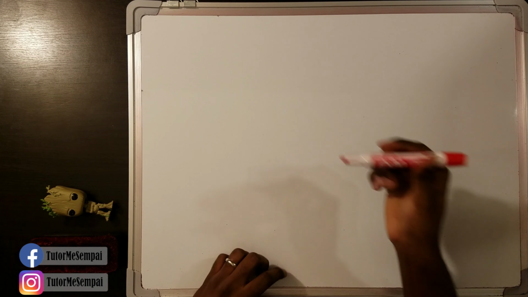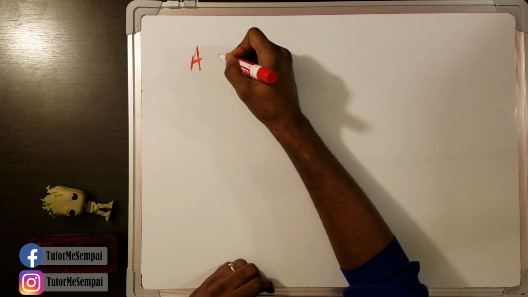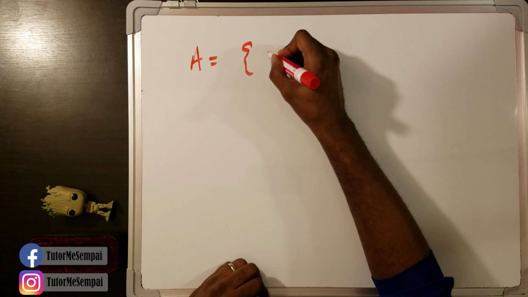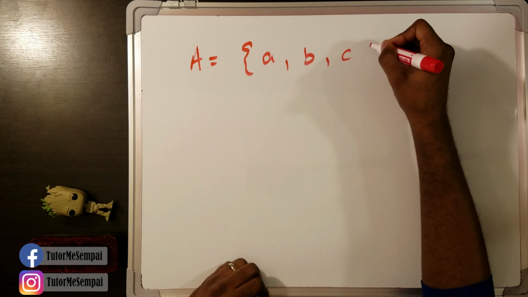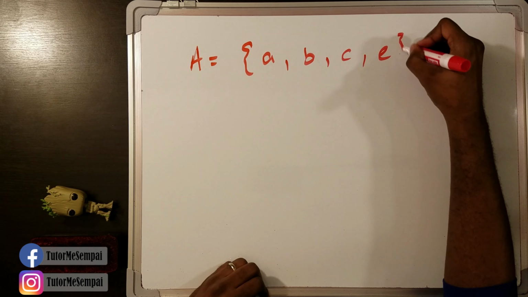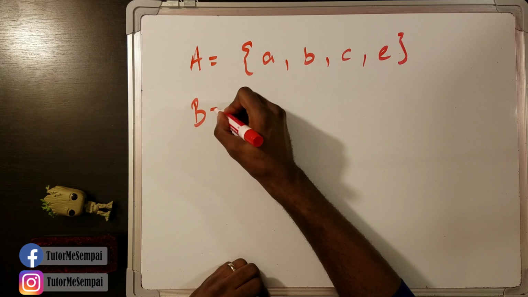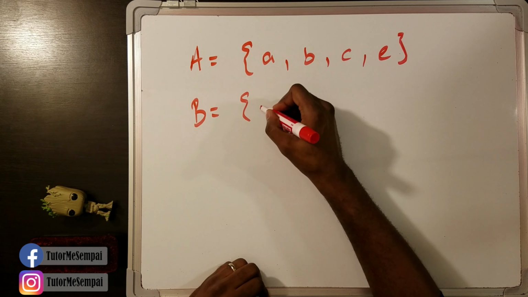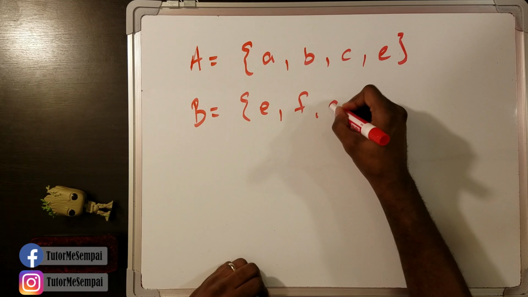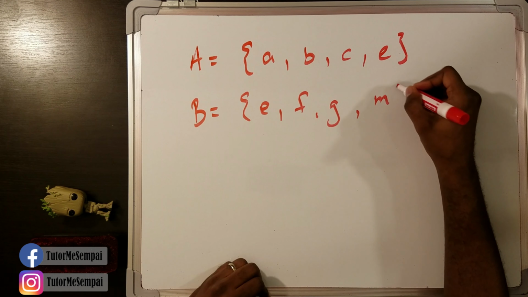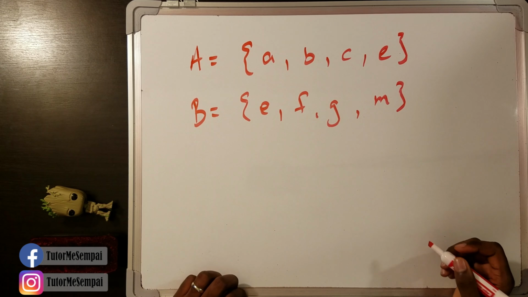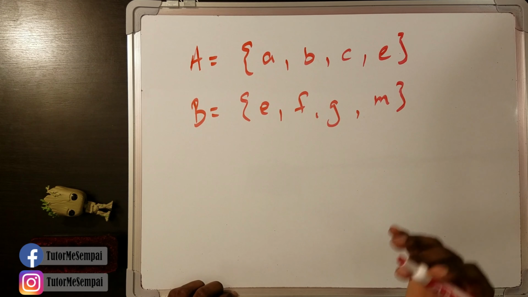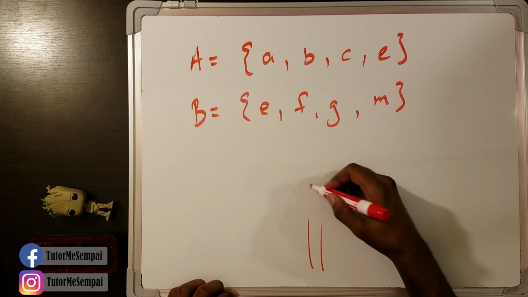So what does this look like for actual sets? Let's say you have the set A is {A, B, C, E}, and the set B is {E, F, G, M}. Well, an intersection looks at what's in common. Remember your streets.